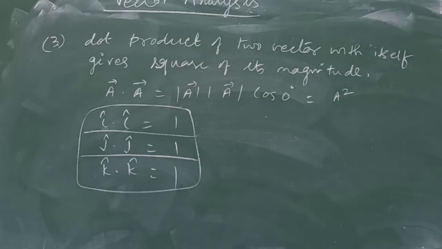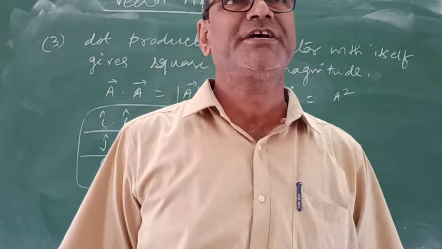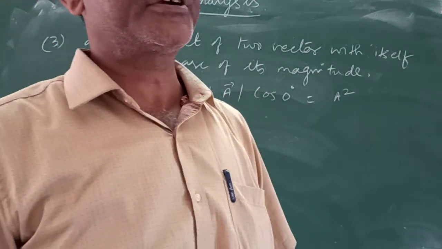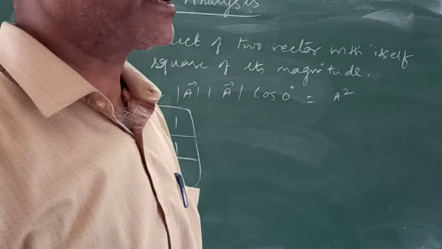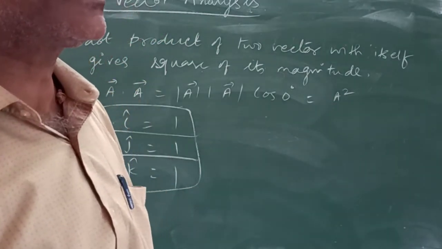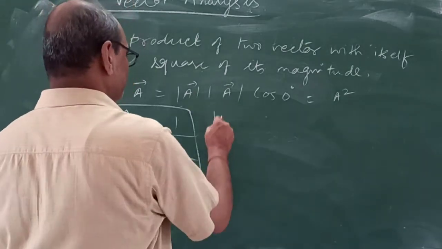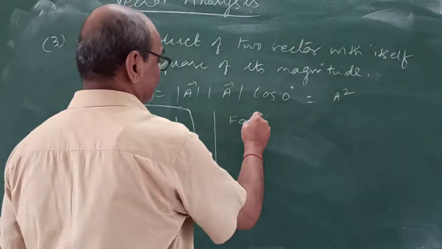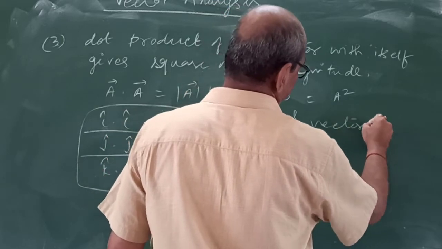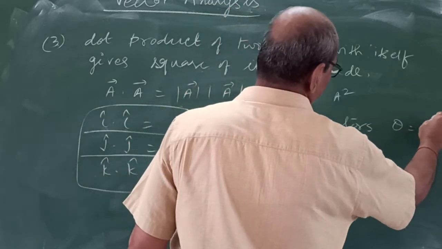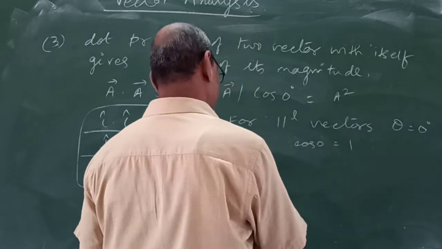i dot i is equal to 1. j dot j is equal to 1. k dot k is equal to 1. The dot product of a vector with itself gives the square of its magnitude. Or the dot product of two parallel vectors: for two parallel vectors, theta is equal to 0 degree. Cos 0 is equal to 1.